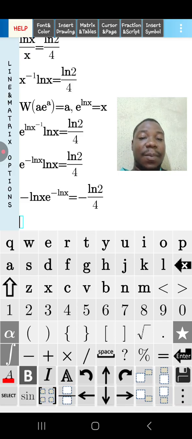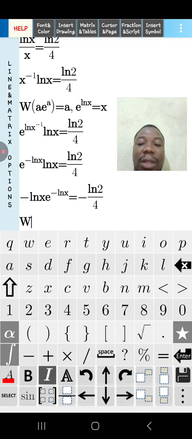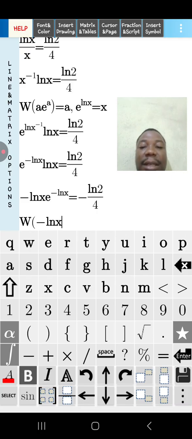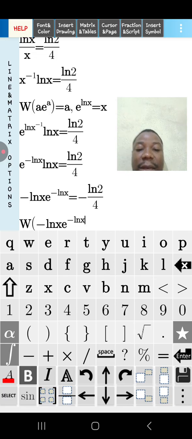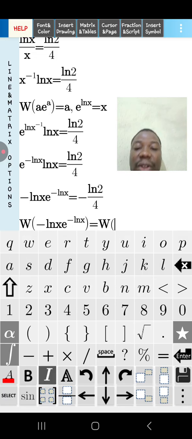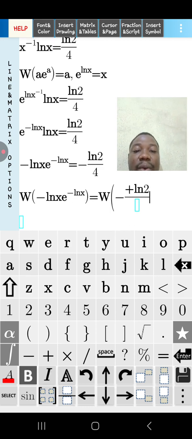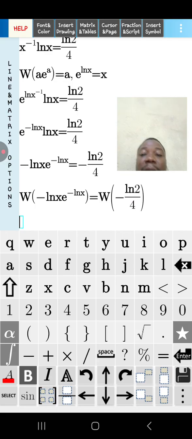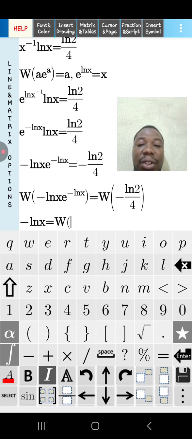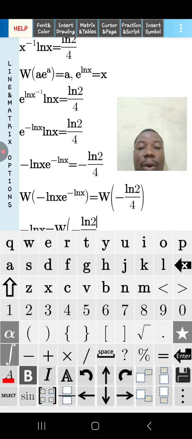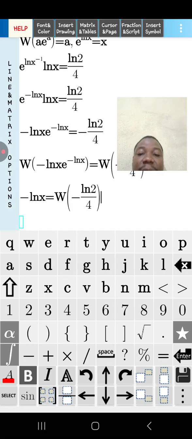So we can take the product log function of both sides. That gives us the product log function of minus ln x exponential minus ln x, equals the product log function of minus ln 2 all over 4. From here, the product log function of that is going to give you just minus ln x, from my previous explanation, equal to the product log function of minus ln 2 all over 4.